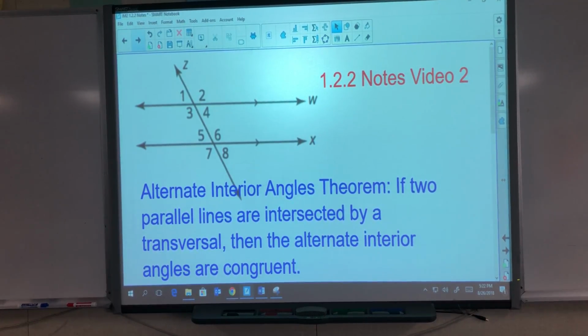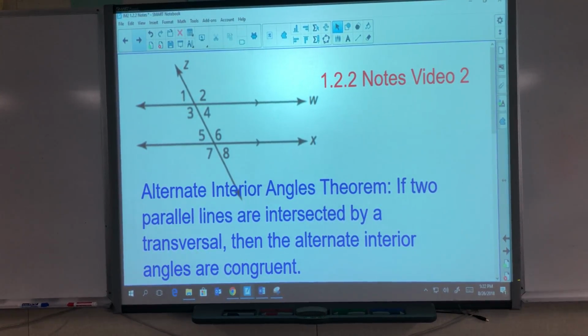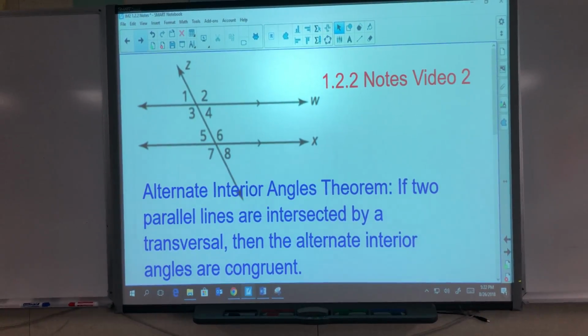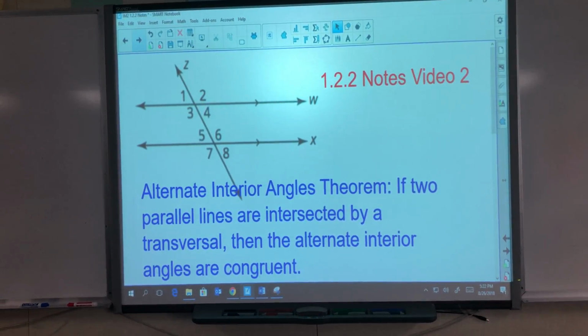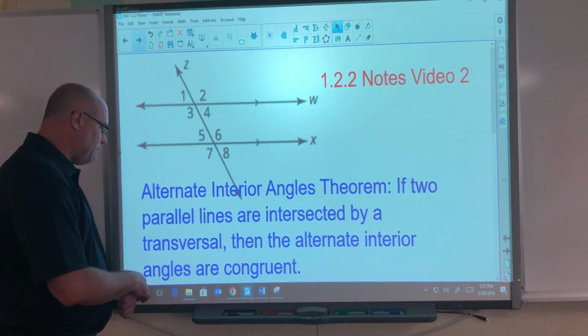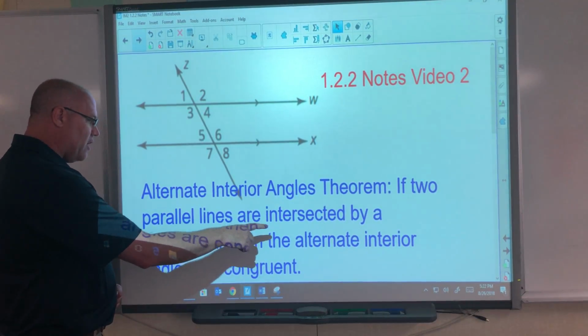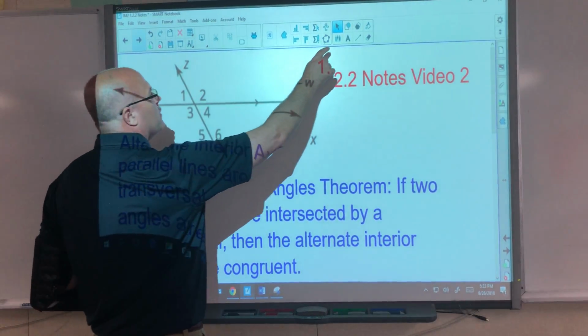This is your video number 2 for the 1.2.2 notes. We're talking about the alternate interior angles theorem, which says if two parallel lines are intersected by a transversal, then the alternate interior angles are congruent.